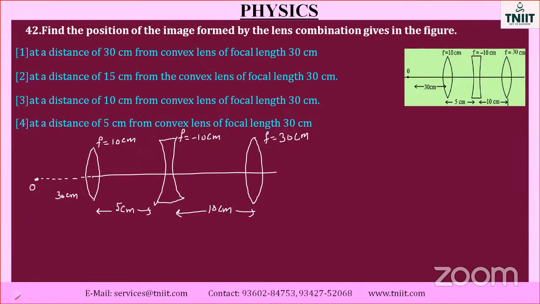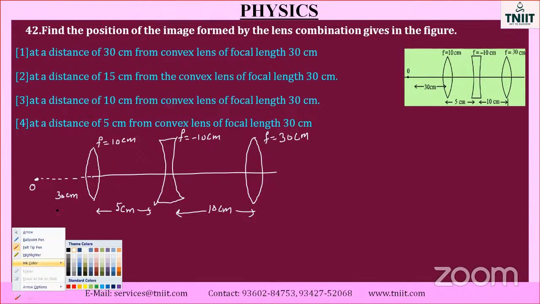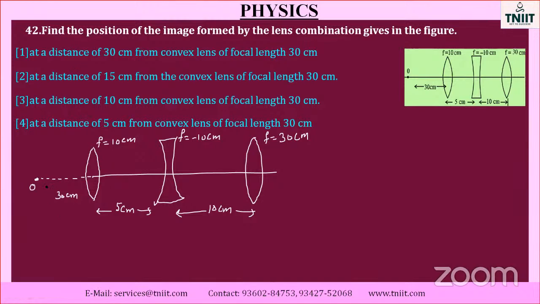You have to be very smart here, students. When the object is placed for the first lens, you have to find where will be the image. So first case, for the first lens, what is the object distance? Minus 30 centimeter. For lens 1, the object is at 30 centimeter. So whenever the ray is incident like this, the image will be formed. Where the image will be formed, you have to find.